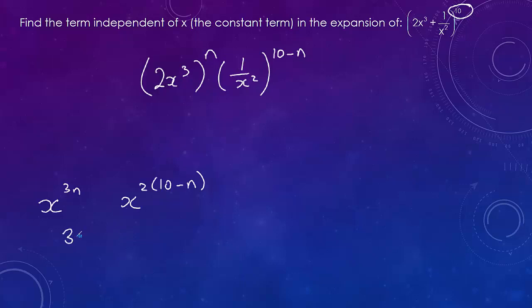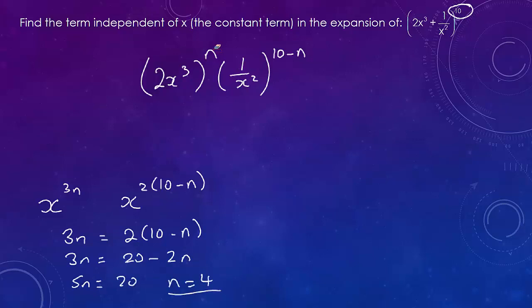Now, for them to cancel, we have to have 3n equal to twice 10 minus n, and then they'll cancel. So 3n is going to be equal to 20 take away 2n. 5n equals 20, gives us n equals 4. So if I now have this one as 4, and this one as 6, we can see that's going to work because x cubed to the 4 is x to the 12, x squared to the 6 is x to the 12, so they will cancel now.